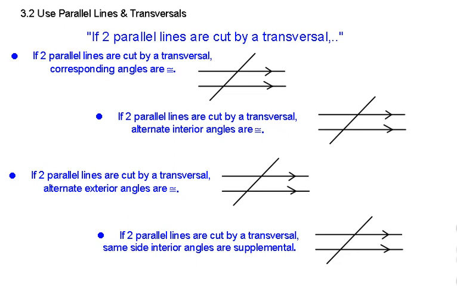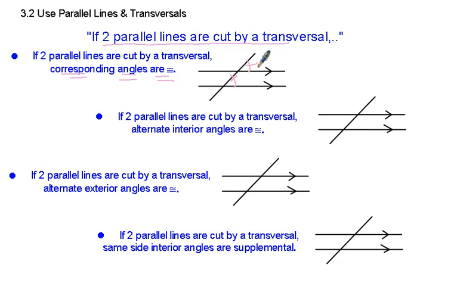In section 3.1, we talked about any old lines cut by a transversal. This section, we're going to talk specifically about parallel lines cut by a transversal. We can say in this section, if two parallel lines are cut by a transversal, then corresponding angles are congruent. So we would know any pair of corresponding angles are congruent.